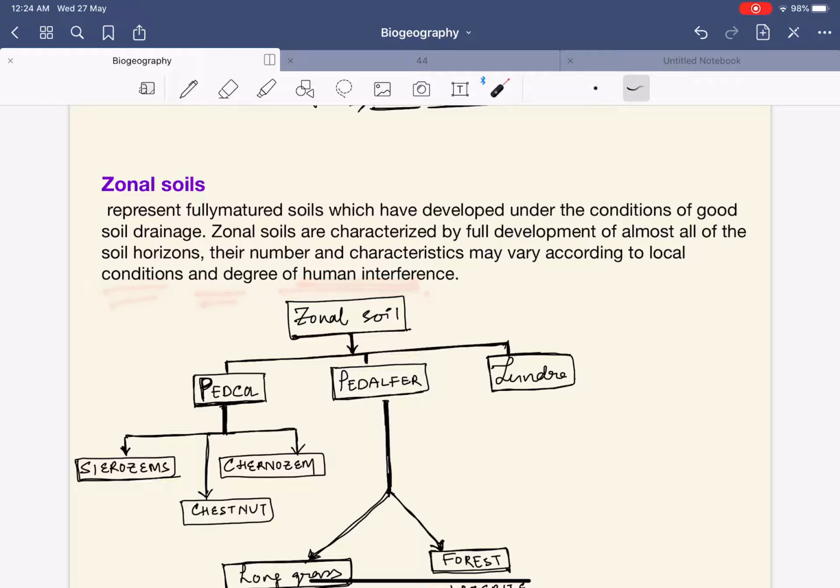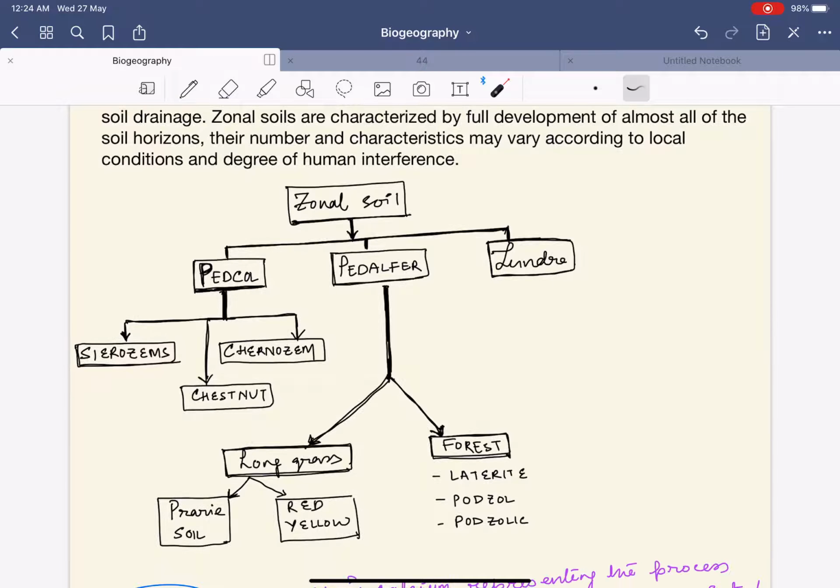Yes, this is an important thing: the number and the characteristics of the zonal soil vary as per the condition. When I say local condition, I mean your climate, and also human interference. Human interference in modifying soil characteristics is something that we see in the present era. Now let's begin with the classification of the zonal soil.